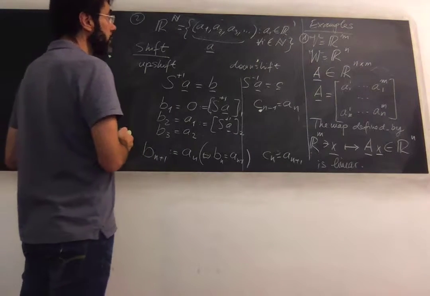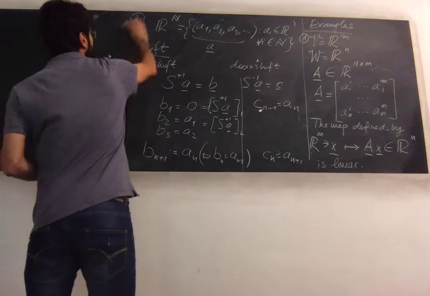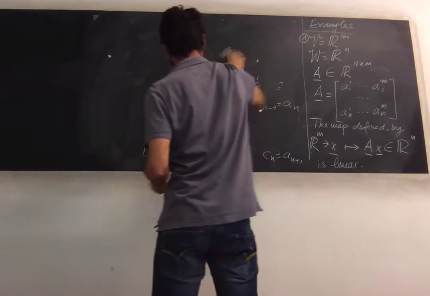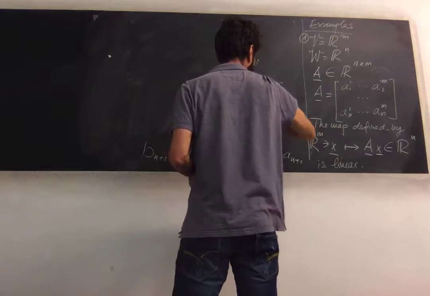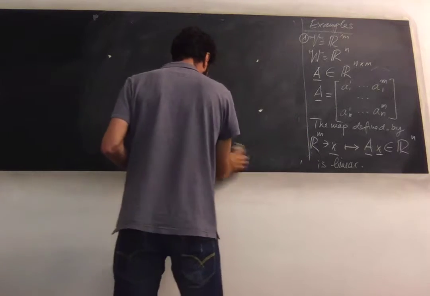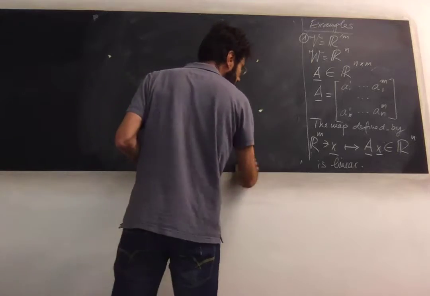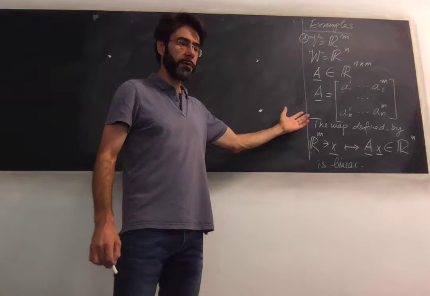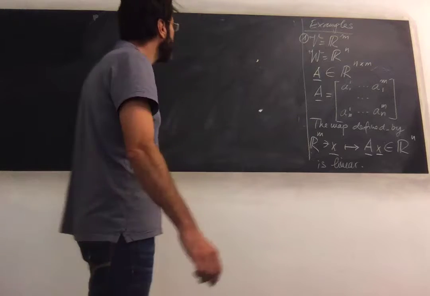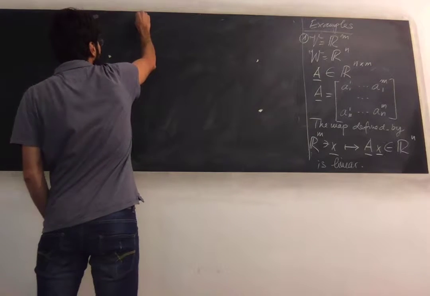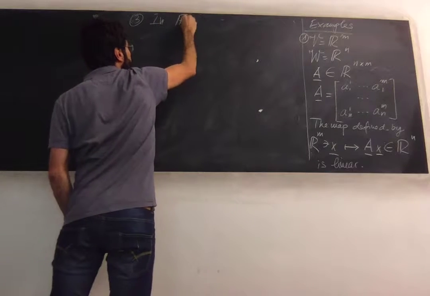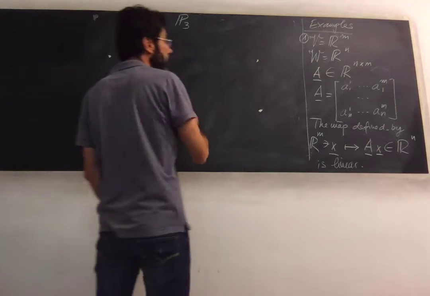Let's do a third example of linear maps. And this one is a bit surprising because it is in a finite dimensional vector space. It can be done also in infinite dimensional vector spaces, but I'm going to do it in a finite dimensional vector space to surprise you a little bit. Because there's this conception that linear maps have to be given by matrices, but it's not by any means true.